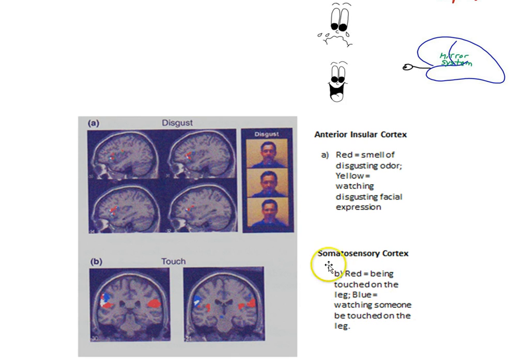The same is true for touch. So again, the red areas would be being touched on the leg. So this is the actual, you, the subject, are being touched on the leg, and we see the distribution of the activity in the red areas here. And then the blue area is watching someone be touched on the leg as well. And again, there is the overlap of activity in the touch areas of the brain. The mirror neuron system is translating perception of somebody else being touched, and it's sort of simulating what that would feel like if we were touched in that spot.